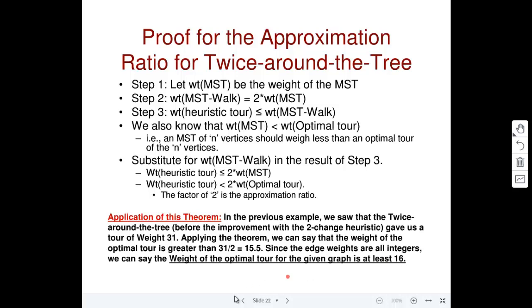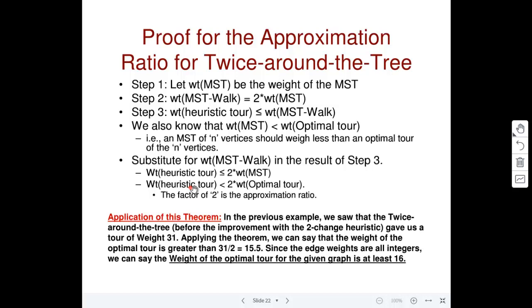So we are guaranteed by this statement that the weight of the tour that we got from the heuristic, 31, is not more than twice the weight of the optimal tour. Is that clear? It's not that the weight of the optimal tour is some 5 or 10 or something like that. The weight of the optimal tour is going to be 16 or above. That's what we can say from the weight that we found from the heuristic.